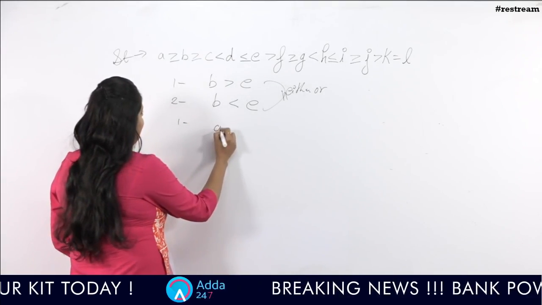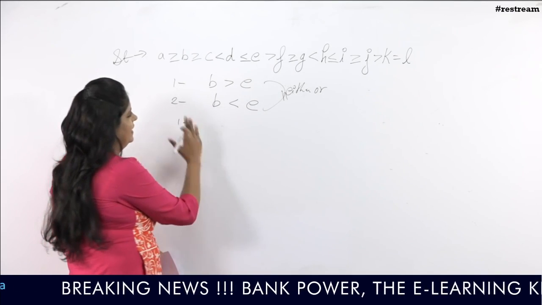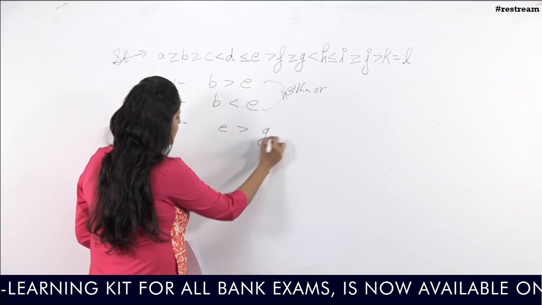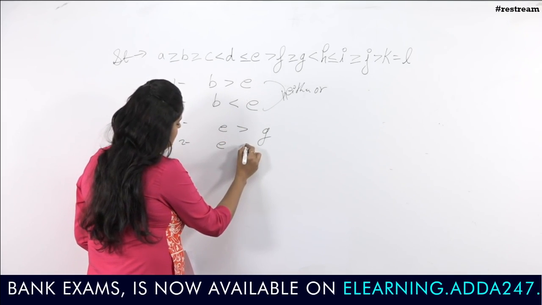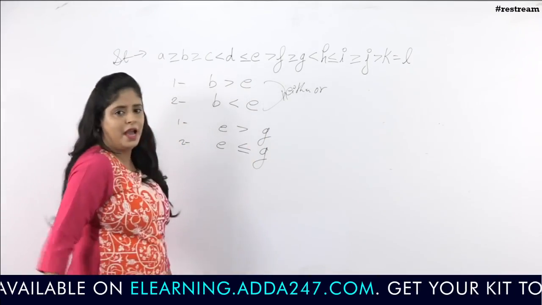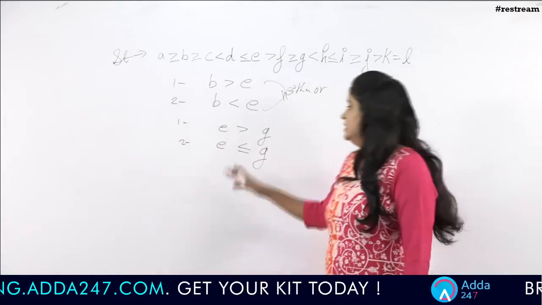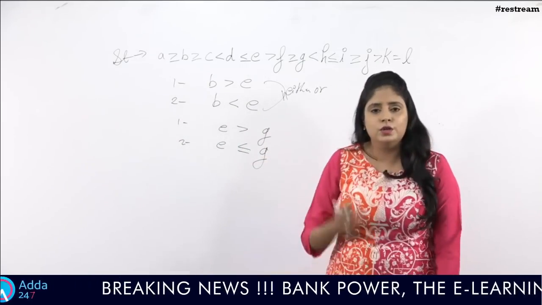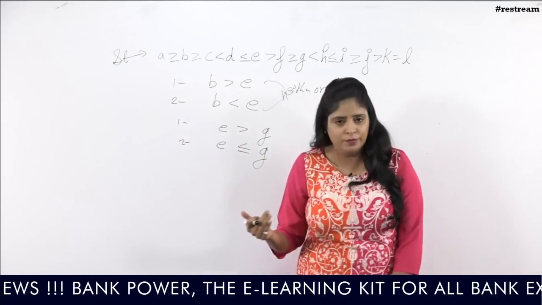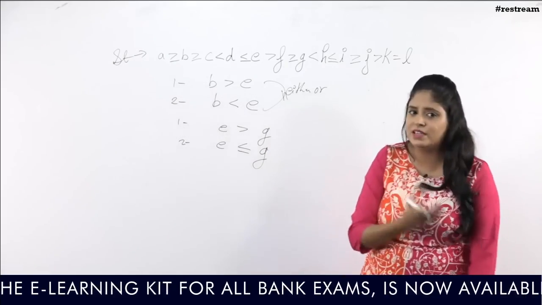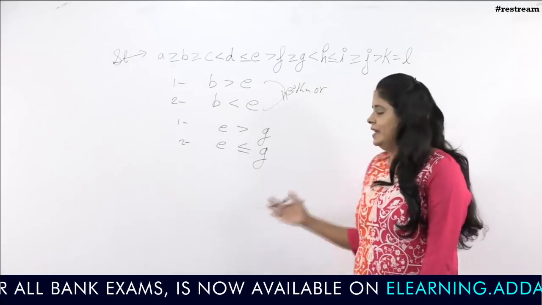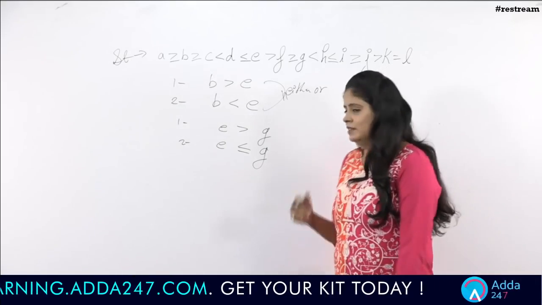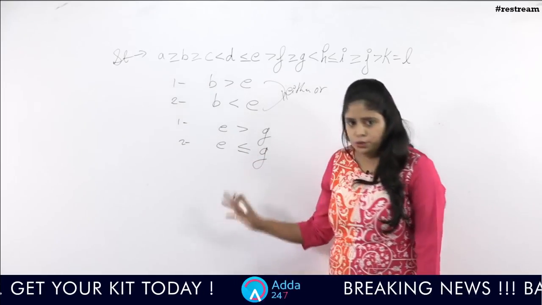Let's not take A, let's take some other example. If I am saying E is greater than G, and in second one I am saying E is smaller or equal to G. I am giving you another set. First one is saying E is greater than G, and the second one is saying E is smaller or equal to G. So, what will be your answer right now? Just think about it and please comment your answer so that I can see what is the opinion in your mind right now going on.